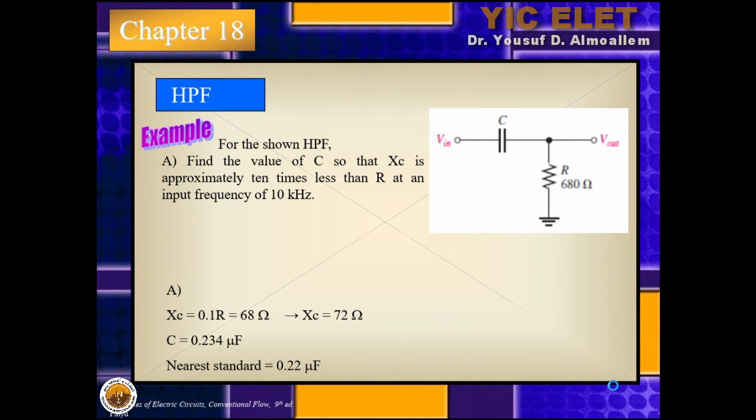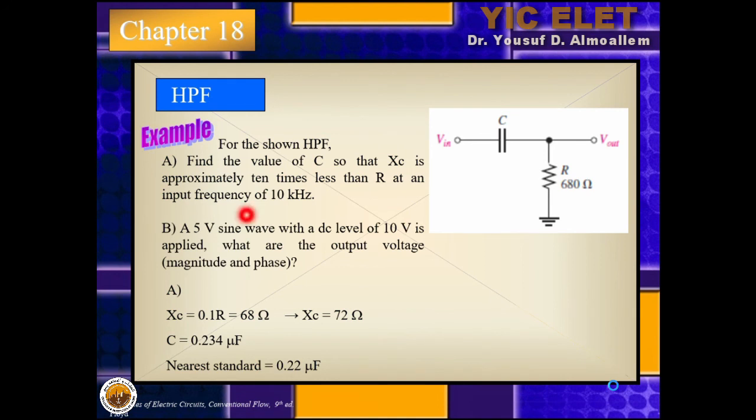Okay, now part B is asking us, if a 5-volt sine wave with a DC level of 10 volts is applied, what is the output voltage? So we need to calculate the magnitude and phase. Now, this is the input. There is a DC input and this is the AC input. So the AC input is 5 volts and the DC input is 10 volts. And the frequency of the AC is 10 kilohertz.